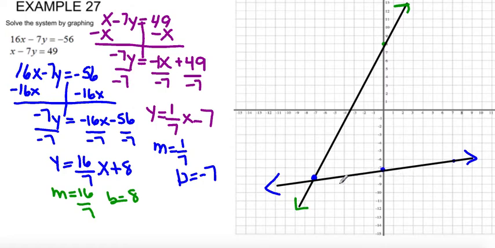And we can see the intersection point there is at -7, -8, and that is the solution.